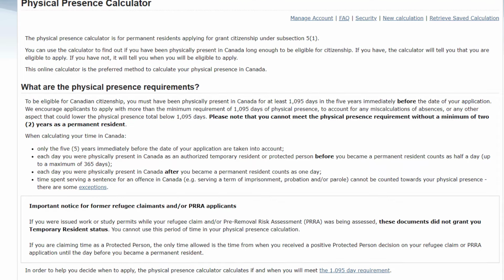The Physical Presence Calculator is designed for permanent residents seeking citizenship under subsection 5(1). Using the online calculator is the recommended way to calculate your physical presence in Canada. In today's video, we will discuss how to use the Physical Presence Calculator and outline its requirements. We'll also address other questions you may have.